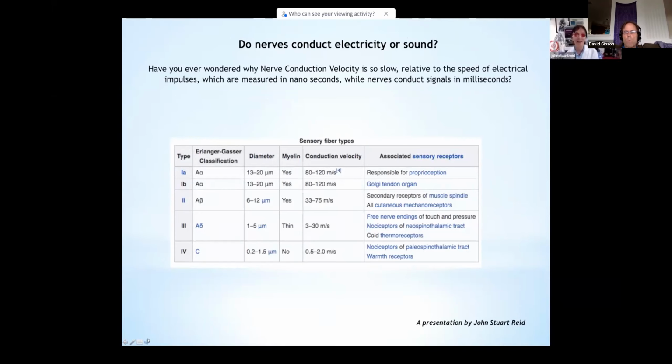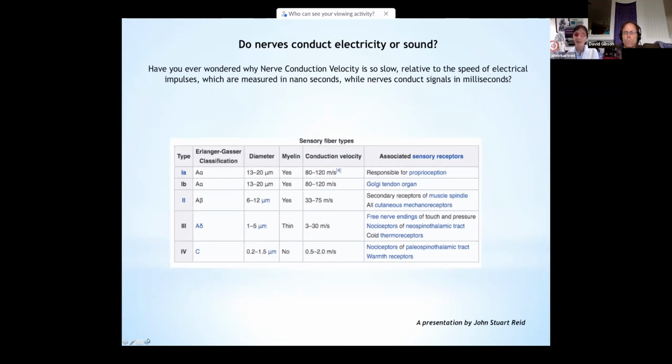So this slide says, have you ever wondered why nerve conduction velocity is so slow relative to the speed of electrical impulses, which of course are measured in nanoseconds, while nerve signals are measured in milliseconds? So have you ever wondered why that is? Well, I had, but these researchers in the Niels Bohr Institute did some experiments, and what they found basically was that nerves actually do conduct sound.